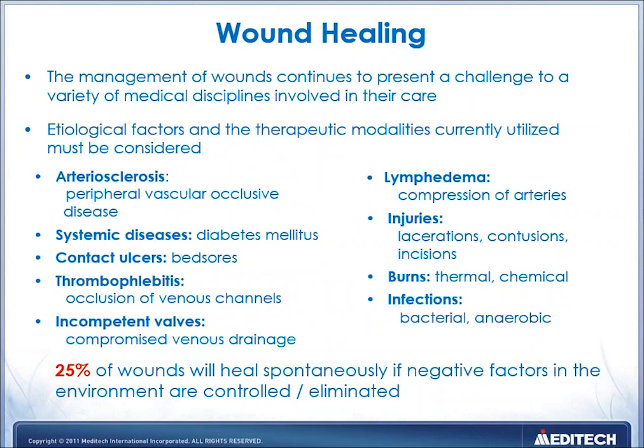So those are not the phases but the factors of wound healing that may contribute to and trigger those particular lesions, such as atherosclerosis, as an example of peripheral vascular disease, systemic diseases, diabetes, which have been mentioned, and contact ulcers. So there are systemic, vascular, and mechanical, as well as infectious contributors to triggering and maintaining those non-healing lesions.